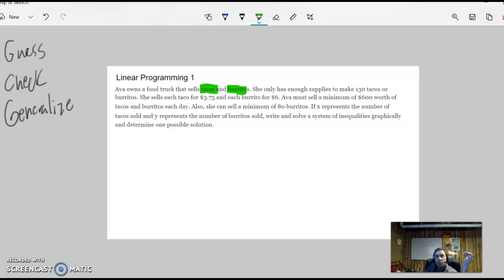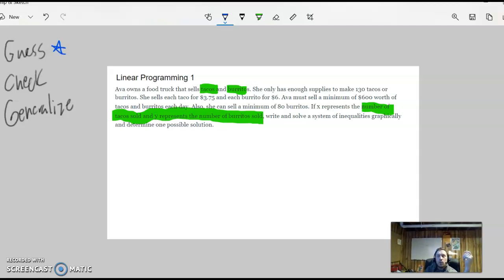Ava must sell a minimum of $600 worth of tacos and burritos each day. Also, she can sell a minimum of 80 burritos. If X represents the number of tacos sold and Y represents the number of burritos sold, write and solve a system of inequalities and determine one possible solution. All right, so when we look at this, we really want to say, okay, what is it asking for? Well, it's asking for the number of tacos sold and the number of burritos sold. And when I see what it's asking for, that's what we start guessing with.